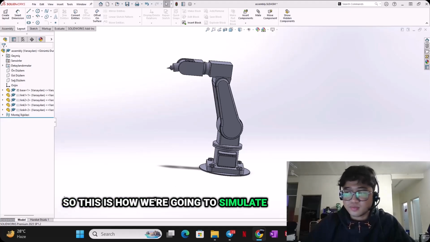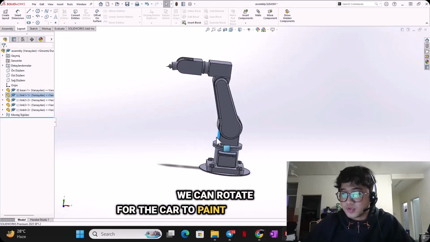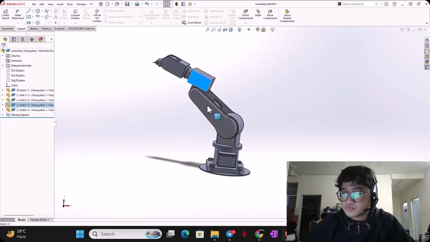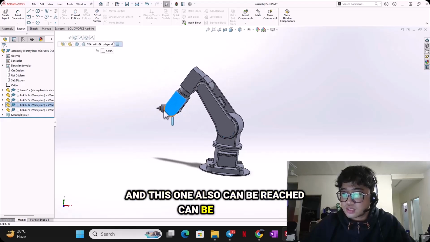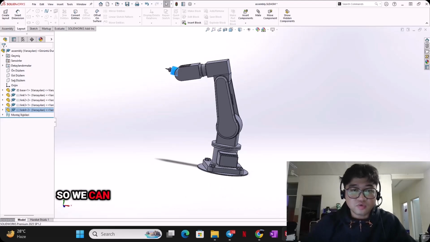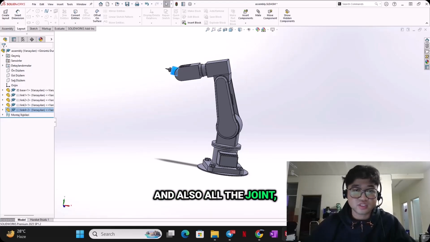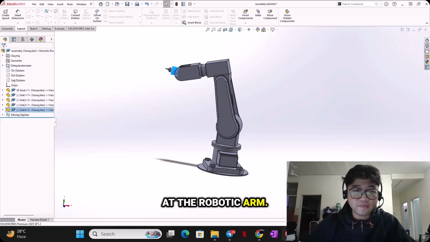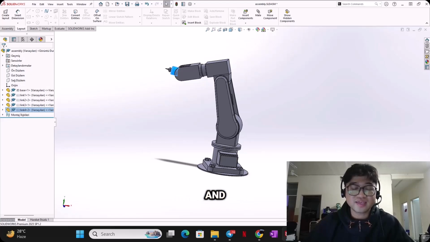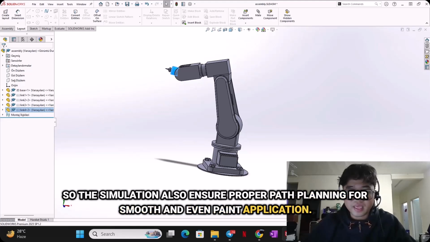So this is how we are going to simulate our robotic arm. We have the degrees of freedom here. It can rotate to paint the car, and it can move up and down. It also has reach here, and this part can also be moved. This is how the robotic arm sprays our car. We can see smooth joint coordination and its ability to reach all car surfaces because of the size and all the joints integrated in the robotic arm. We can see very little collision during movement. The simulation also ensures proper path planning for smooth and even paint application.